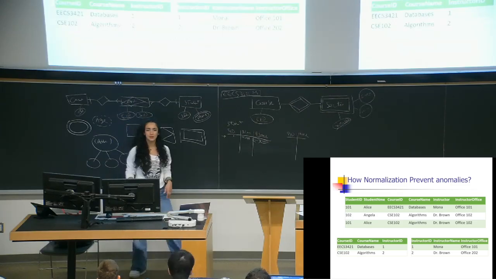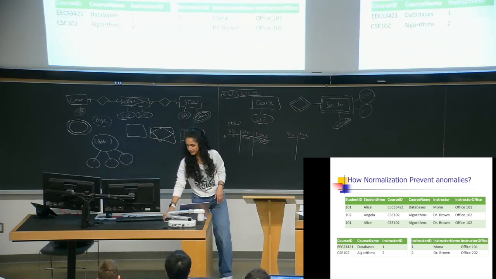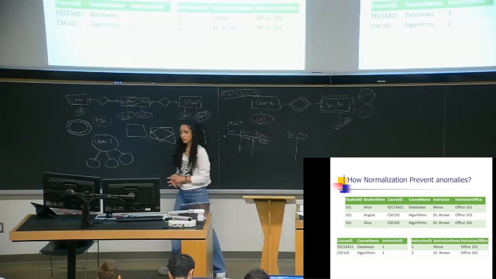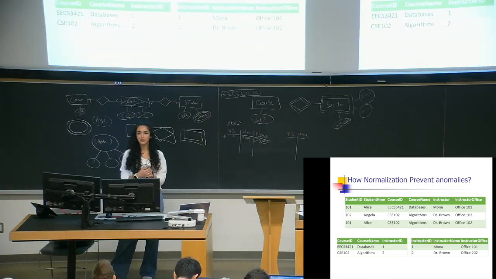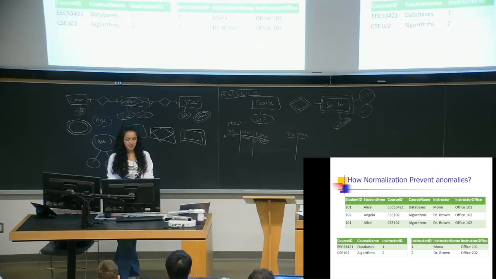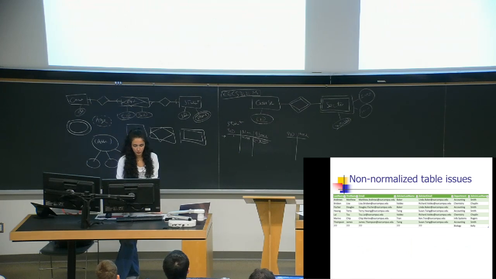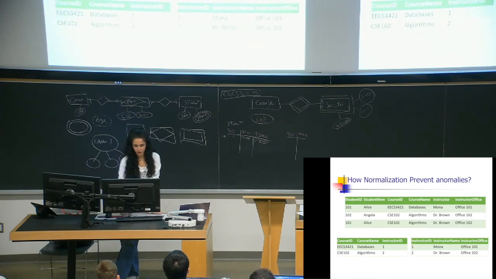Now, how does normalization prevent these anomalies? One way, as you see here, is that we have a separate table for course, a separate table for instructor, and a separate table for student. I didn't have more space here, but even with these tables, you can see how it helps to address those issues.